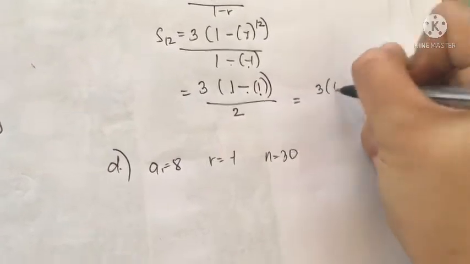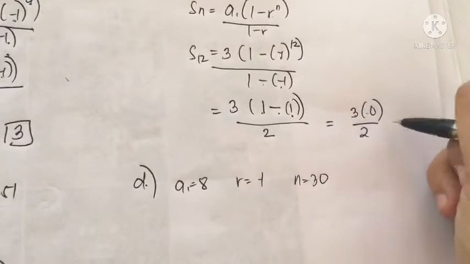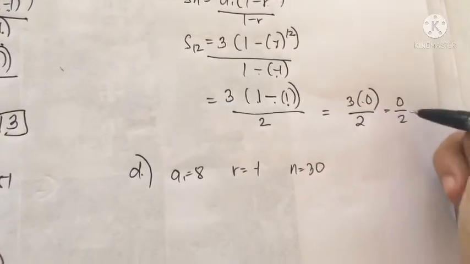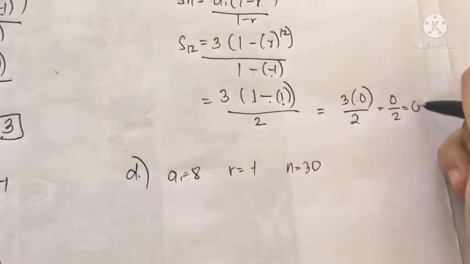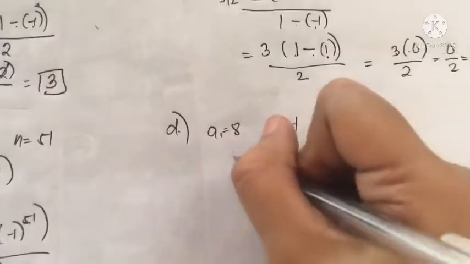So, 3 times 0 is equal to 0. Remember, 3 times 0 becomes 0 divided by 2. And 0 divided by 2, the answer is 0. Next, here we will use the formula.